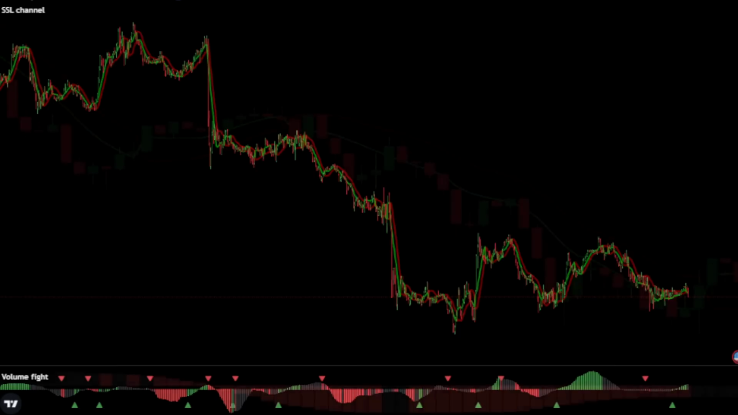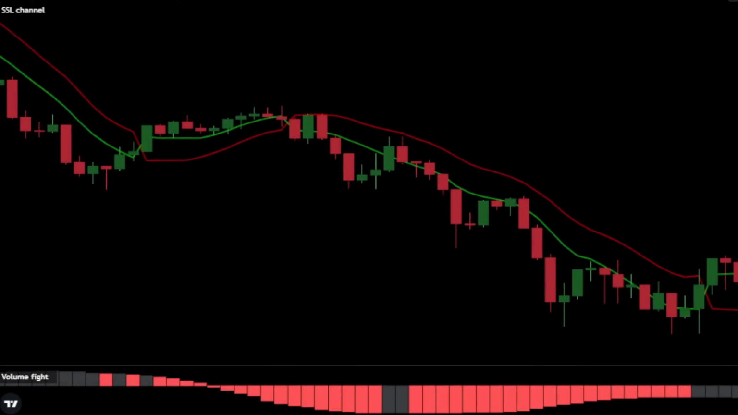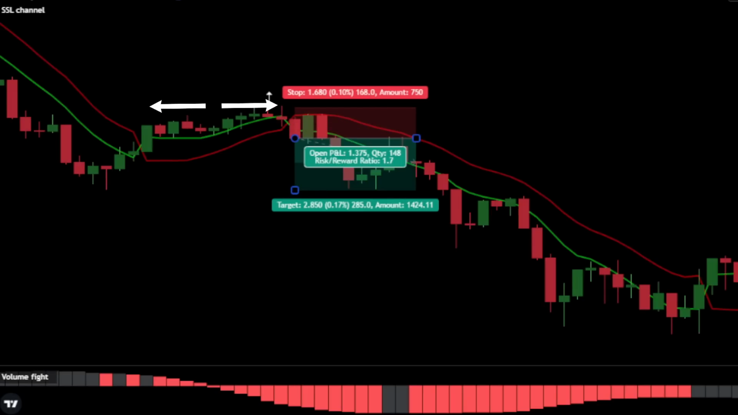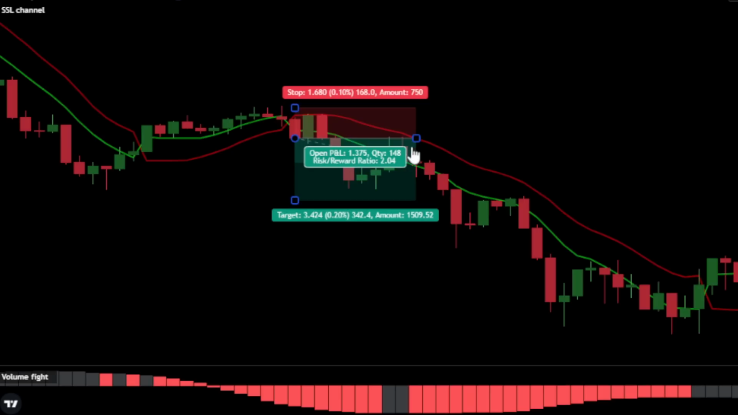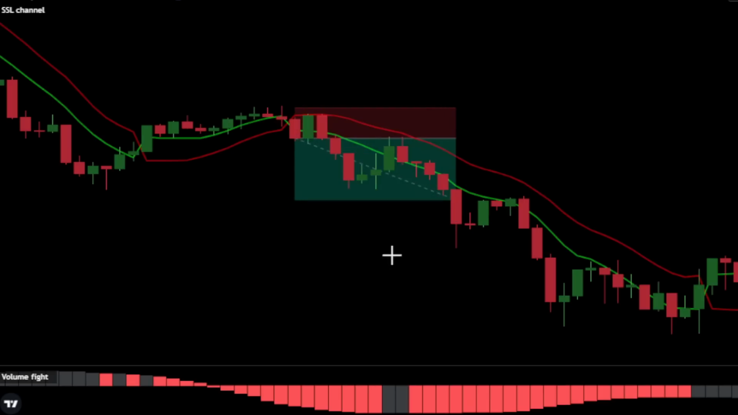Here I share an idea. Let's look at an example of a short trade. We look for the volume fight to be showing a downtrend. This can be seen because the columns are red. And then to confirm the short trade we would look for a downward cross on the SSL channel. We then place the stop loss at the nearest swing high and set the take profit at a risk-reward ratio of 1 to 2. And we see that this bearish signal was fulfilled.